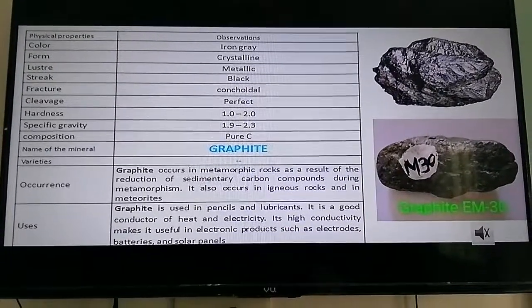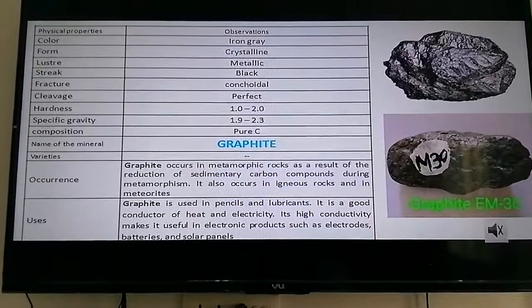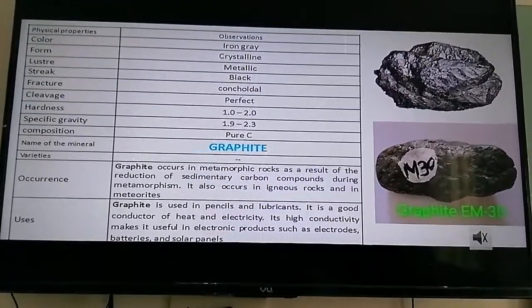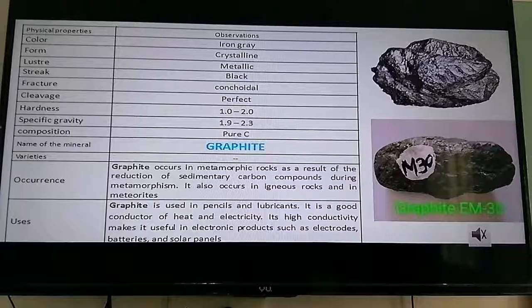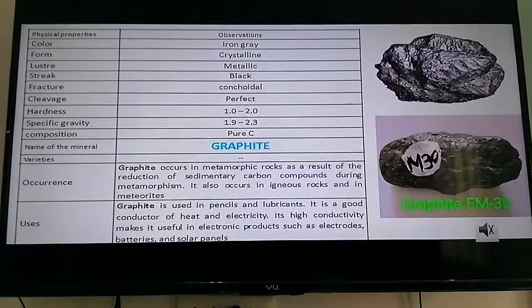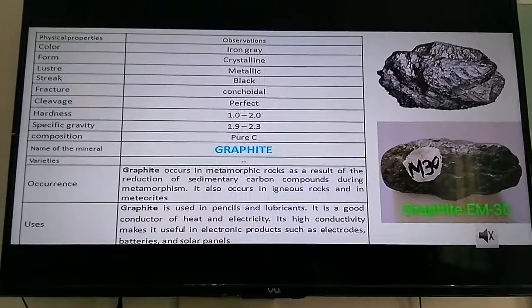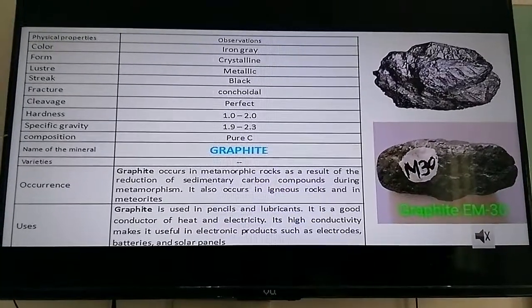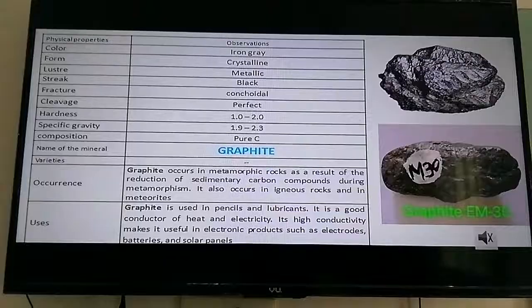Whereas if we discuss the uses of graphite, it can be used in pencils and lubricants. It is a good conductor of heat and electricity. Its high conductivity makes it useful in electronic products such as electrodes, batteries and solar panels.